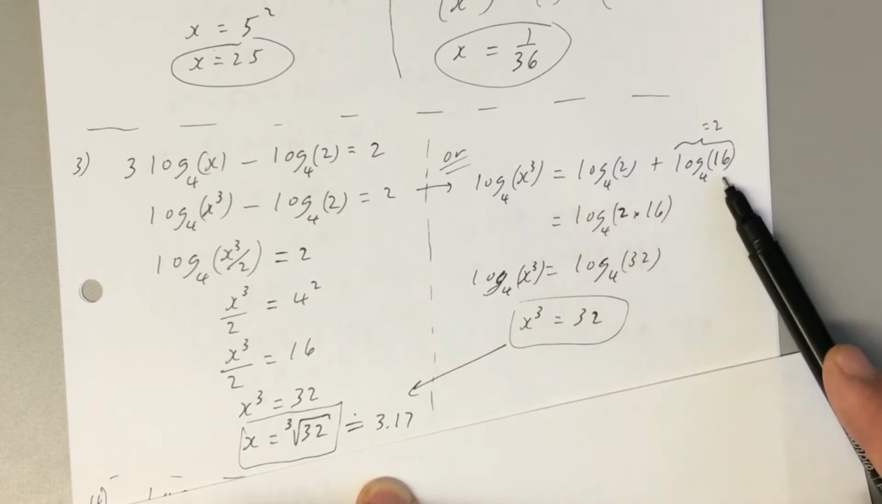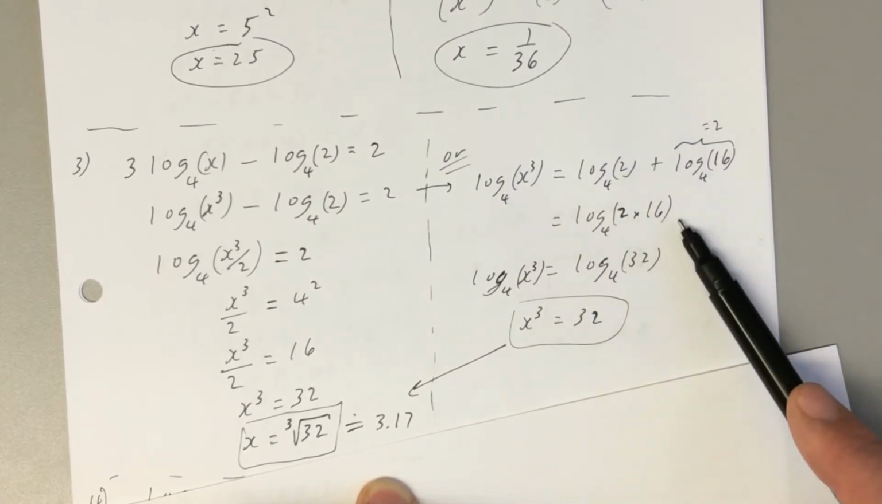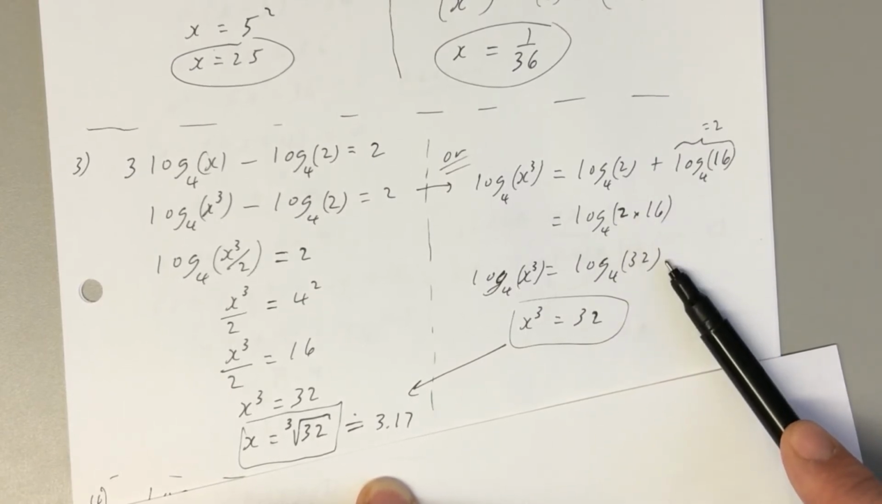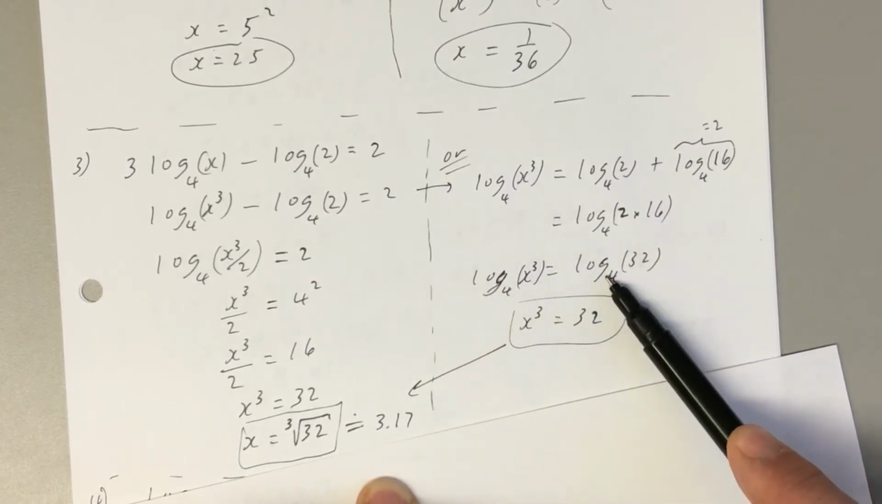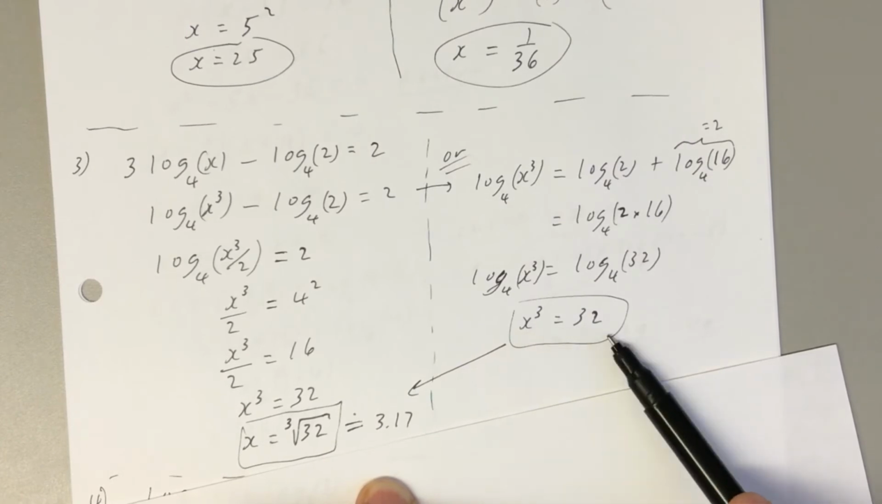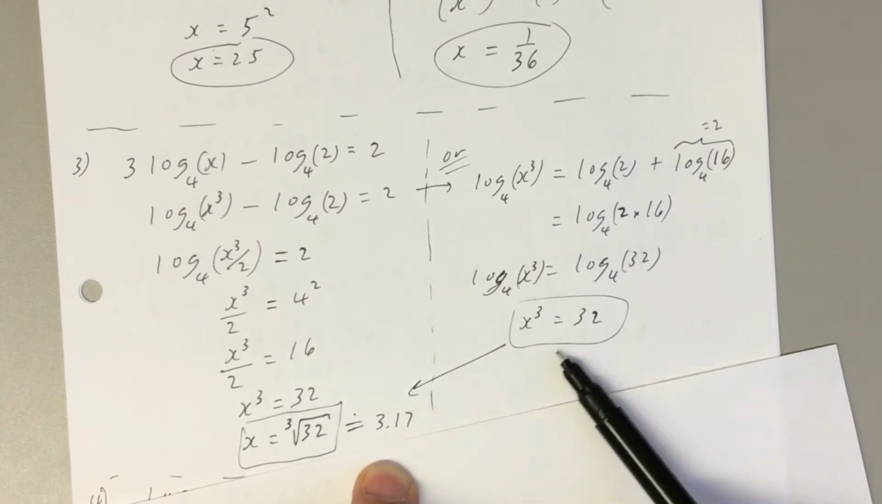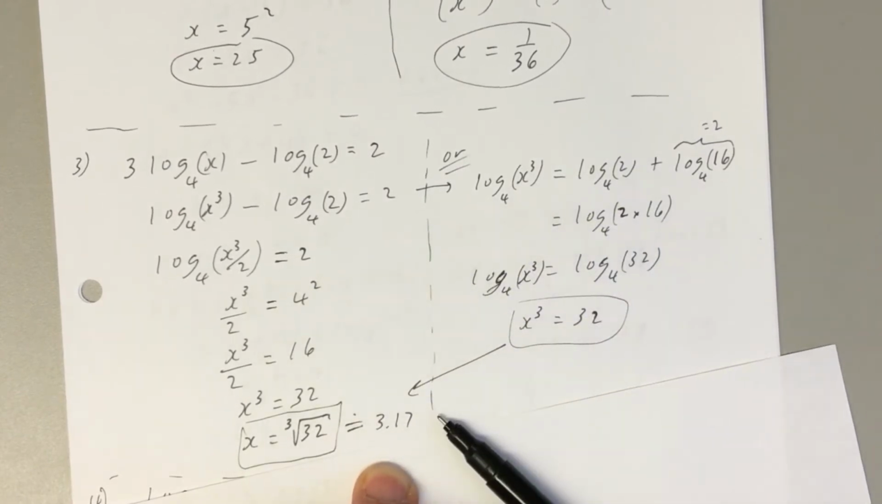So now we've got an addition here. We can bring it in as multiplication. 2 times 16 is 32. So it's log base 4 on both sides. We can get rid of that now, and just x cubed equals 32, and x equals cube root 32, which is approximately 3.17. So these are two different ways of getting to the same point.